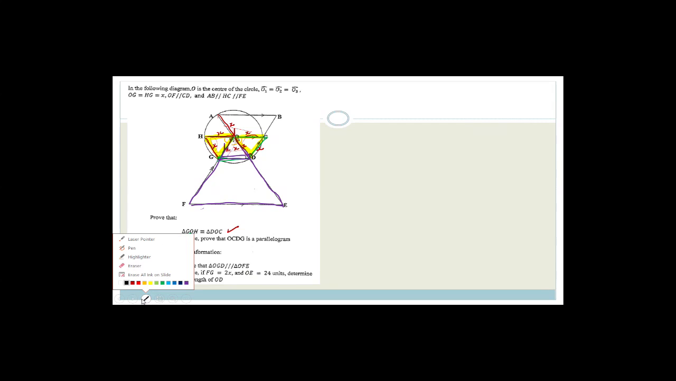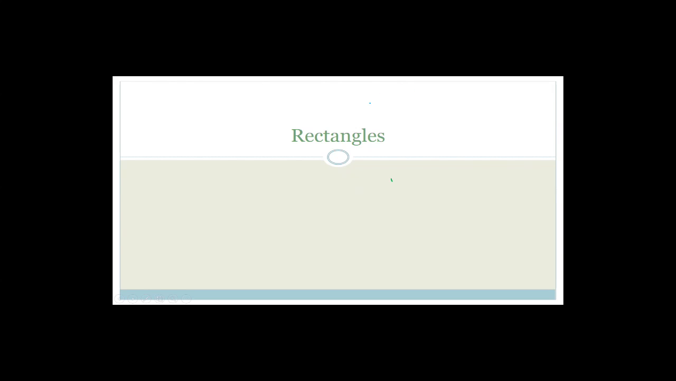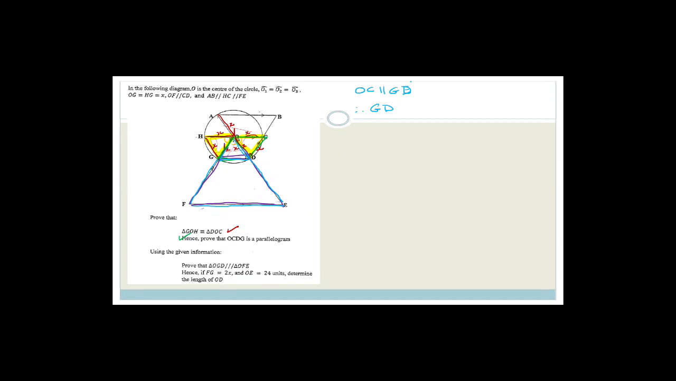Okay, so if we look at these triangles, do you agree that they are kind of lying on top of each other? What do we know? We were given that AB is parallel to HC, which in turn is parallel to FE. But we've just proven that OC is parallel to GD. Therefore, we know that GD is parallel to FE. So therefore we know that this is parallel to this. Then if we're looking at the triangles for similarity, we've got triangle OGD and triangle OFE.